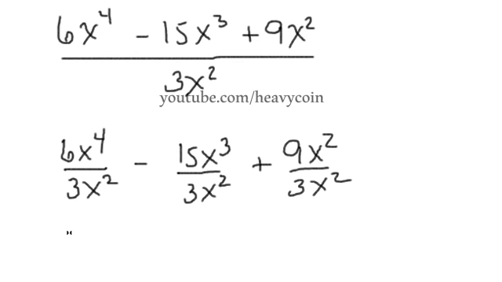So 3 goes into 6 2 times. There's 2 x's in the denominator, 4 in the numerator, so we'd just be left with x squared. 3 goes into 15 5 times. 2 x's in the denominator, 3 in the numerator, so we can cancel 2 of them out. We'd just be left with 1x, plus 3 goes into 9 3 times. And of course x squared over x squared is just 1. So this is what we're left with after simplifying this down.